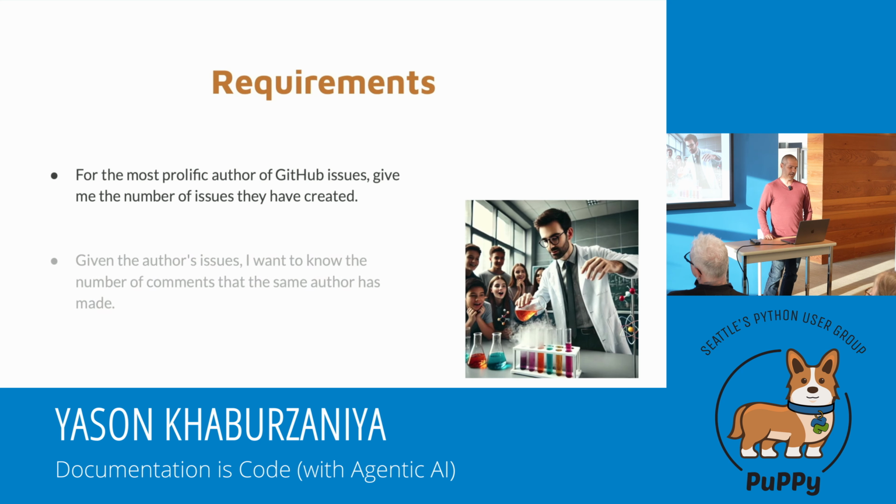All right, so initial requirements: for the most prolific author of GitHub issues, give me the number of issues they have created. Given the author's issues, I want to know the number of comments that the same author has made. So it looks like we're looking for a level of engagement by our most prolific author.